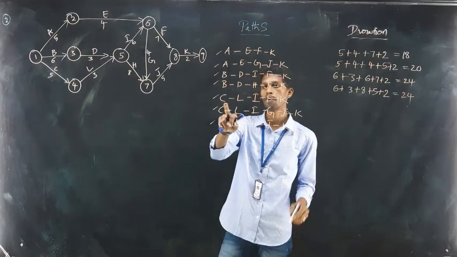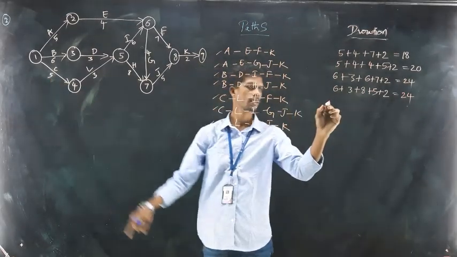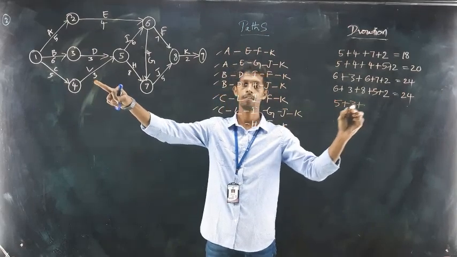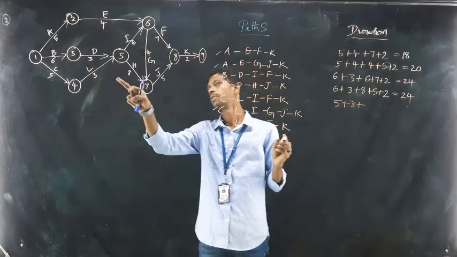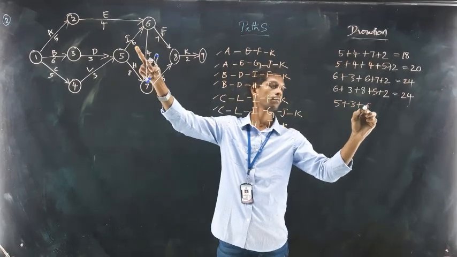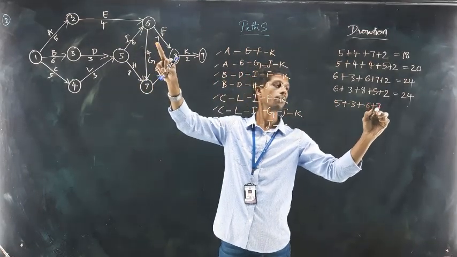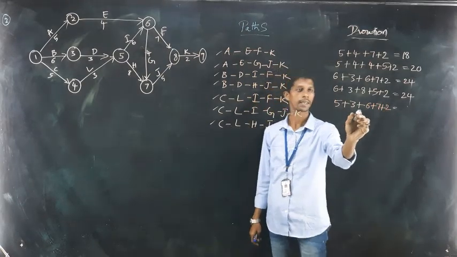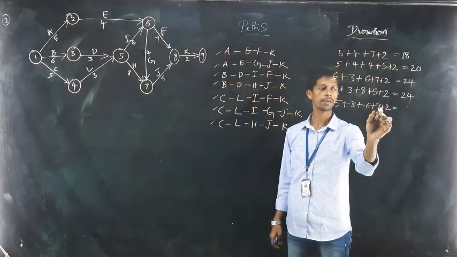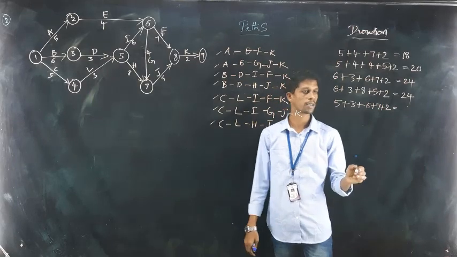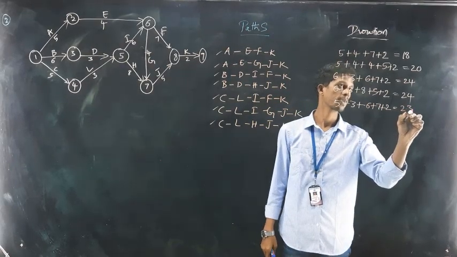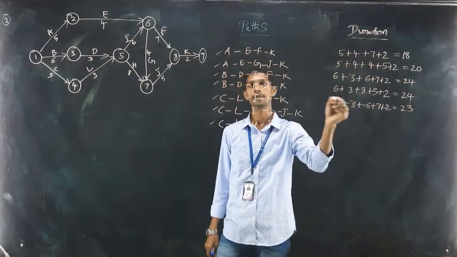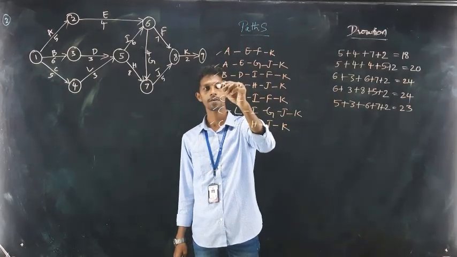Okay, next one. C carries 5 days plus L 3 days plus I, F, K. So I value 6, F value 7, and K value 2. Okay, so 8 plus 6, 14, 14 plus 9, 23. So 23 days.